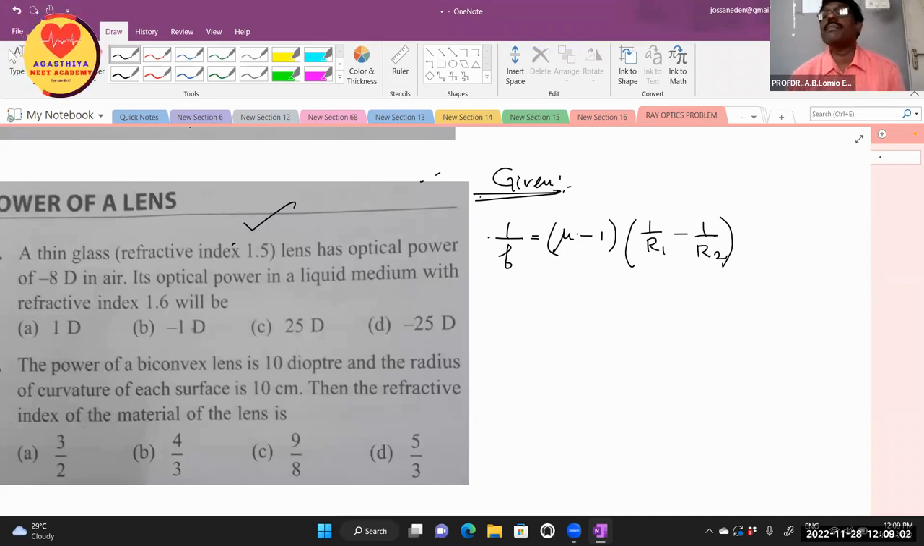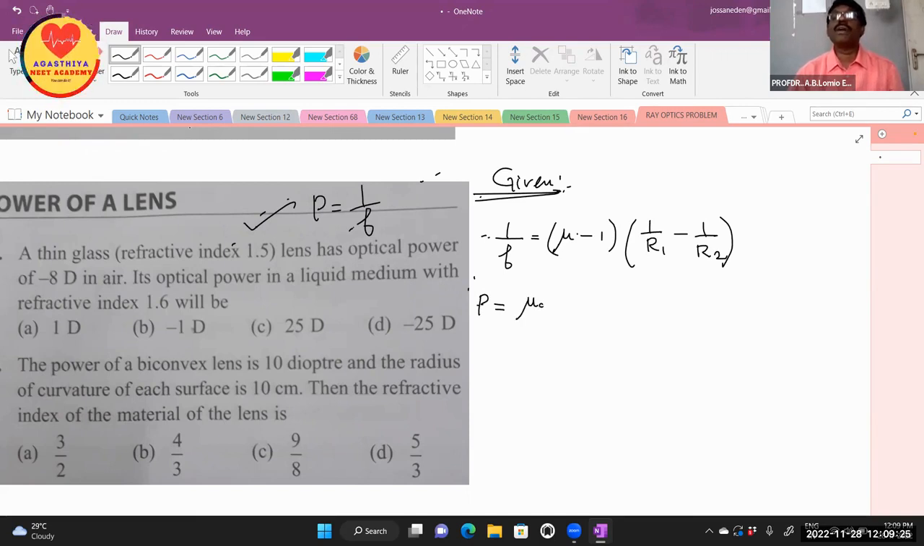This is the governing formula for the spherical surface. See, that is the lens maker formula. Power is equal to 1/f. Understand? Power is equal to 1/f. Therefore, this can be equated as P equals 1/f, which is also power.